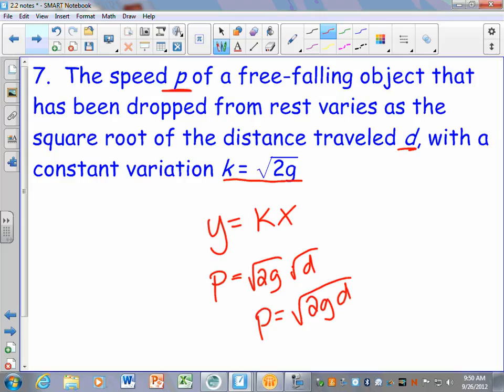What would our power be on this one? What was the power on that variable? 1/2, because a square root is the same as a 1/2 power. They're not asking you to say that, but it does still meet the power function rules. This would be the 1/2 power. This whole thing would be our constant, the square root of 2g.